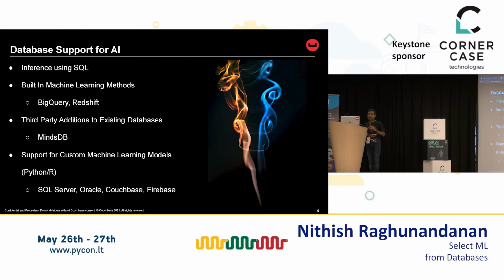Similarly, there are third-party additions like MindsDB, which you can plug into your existing data, and they create a copy of your data and then work on it, but it's completely invisible to you. Then you also have databases like SQL Server, Oracle, Firebase or Couchbase, where you have support for writing your own models for machine learning applications. These are typically done in Python or R. One thing is that in most of these cases, you would write your inference in terms of queries.